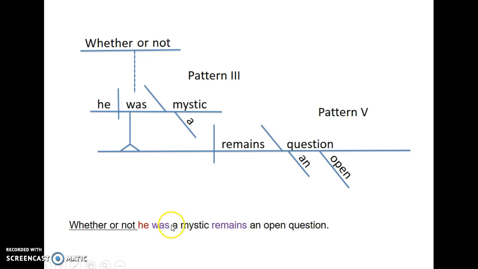So here we have our noun and then a verb. So we know that the noun is the subject. It goes in that subject slot. We put our vertical line to separate. Remains is a linking verb. We have our noun question. So we have subject, linking verb, noun as the subjective complement, which makes this a pattern 5. And then we put our modifiers in.